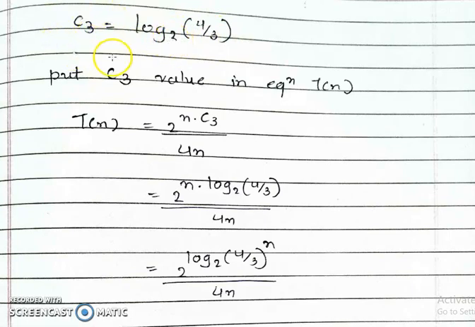Put this C3 value into the equation of T of n. So our T of n equation is equal to 2 raised to n into C3 divided by 4n. Then put C3 is equal to log 4 by 3 base 2. So we get 2 raised to n into log 4 by 3 base 2 divided by 4n. We also write this form as 2 raised to log 4 by 3 base 2, whole raised to n, divided by 4n.